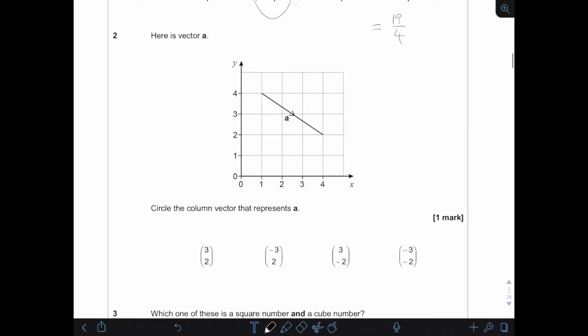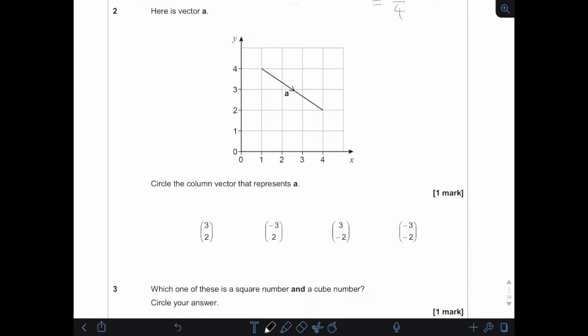So that's question 1. Question 2, we need to find a column vector. For a column vector, the first element is the x value. Column vectors are denoted x, y, which means that at the moment we're increasing by 3 on the horizontal and decreasing by 2 on the vertical. In fact, it's plus 3 on the x and minus 2 on the y. So you're looking at 3, minus 2, which is this one.